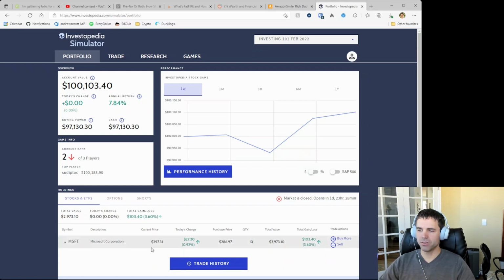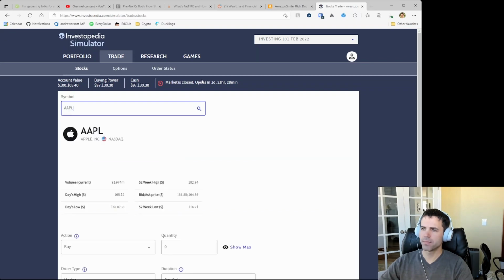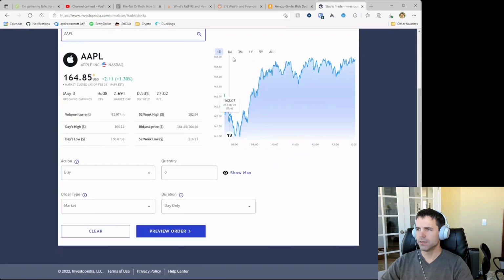You can see though, just with the little bit of money that I've put in and the growth that it's had over the last several days, it's estimating my annual return is 7.84%. That's a lot better than a bank account, right? That's 0.05% or something. I'm doing 500 times better than that already. I also have, you can go into trade, and you can say, I want to, let's see, what do I feel like buying today? Maybe I'll buy Apple. How have they been doing?